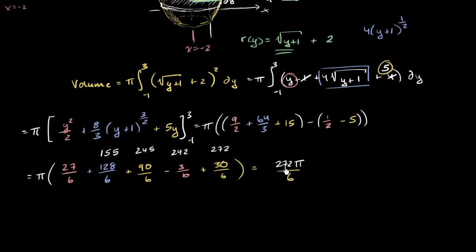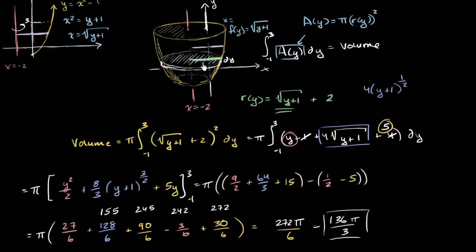But then we can, let's see, 272 and 6 are both divisible by 2. So this is equal to 272 divided by 2, which is 136 pi over, and if you divide this denominator by 2, over 3. Is that right? Yeah, 136 pi over 3. And 136 is not divisible by 3. So we have it as simplified as we can. This right over here is the volume of our little upside-down gumdrop looking thing.